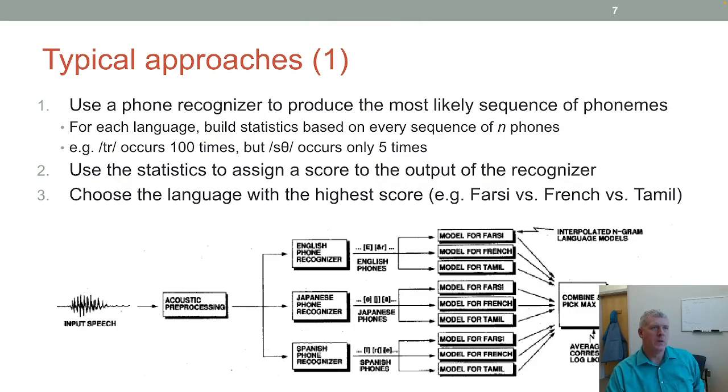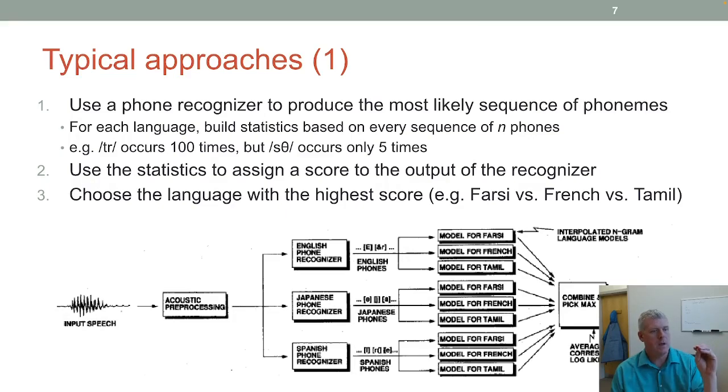Typical approaches include creating a phone recognizer to produce the most likely sequence of phones or phonemes. So for each language, you build statistics based on every sequence of N phones. So for example, you may end up knowing that two particular phones go together 100 times in this language, but another pair occurs only 5 times, and that can be useful for the application. And then you assign a score based on stats to the output of the recognizer.